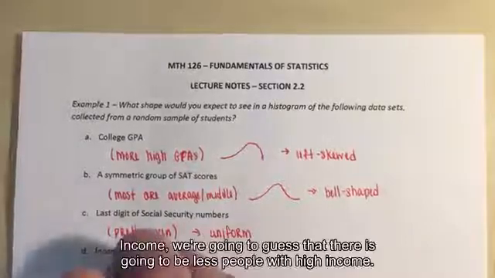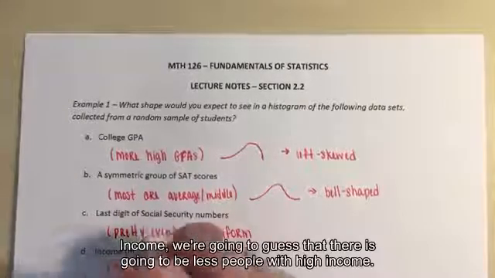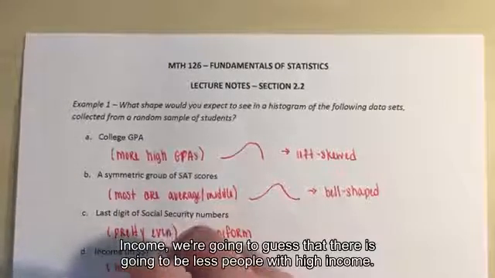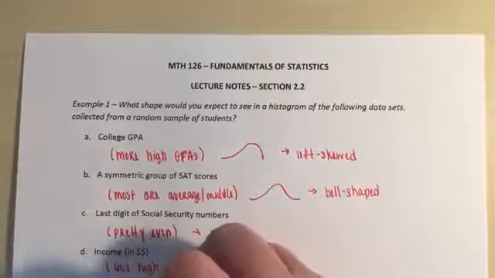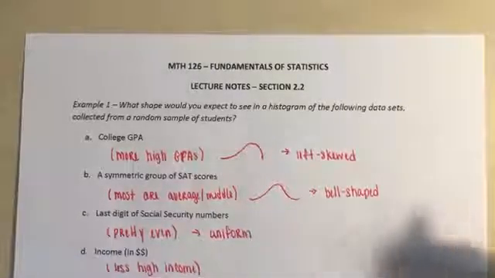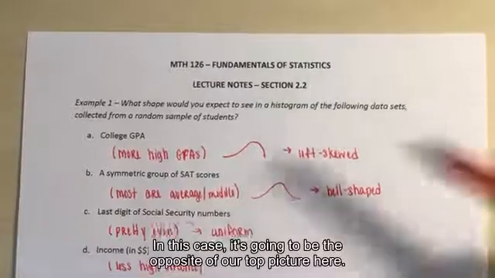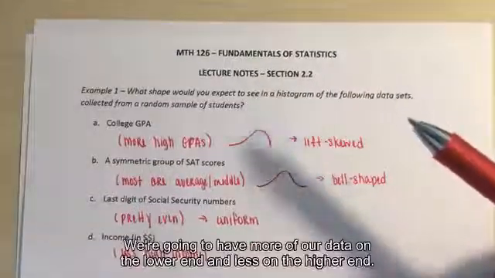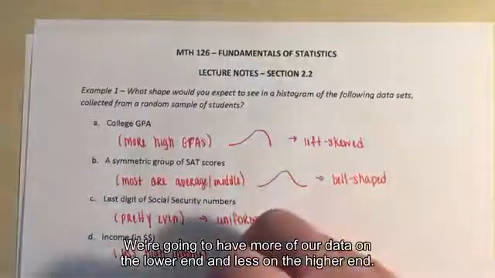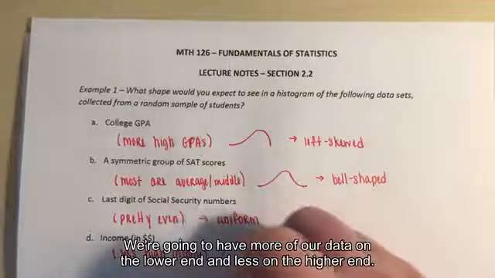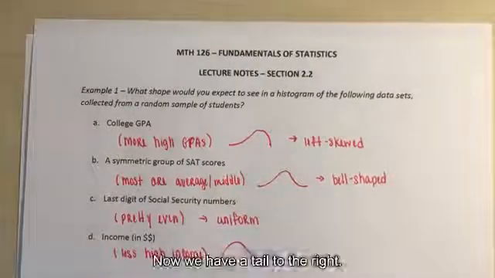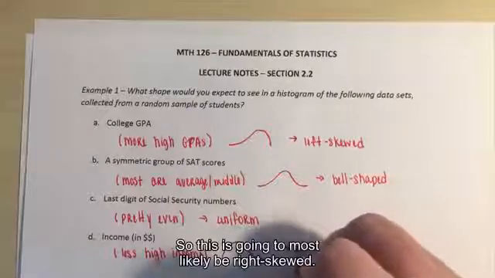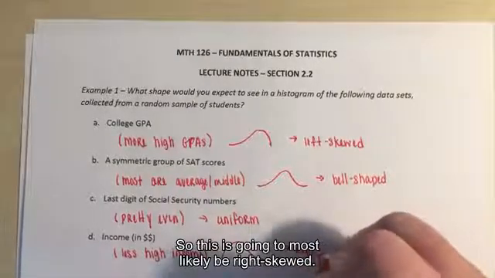Right, income. We're going to guess that there are going to be fewer people with high income. So in this case, it's going to be kind of the opposite of our top picture here. We're going to have more of our data on the lower end and less on the higher end. So now we have a tail to the right. So this is most likely going to be right skewed.